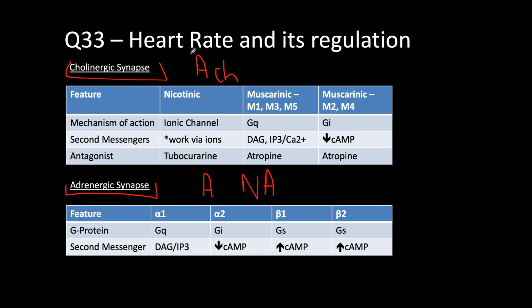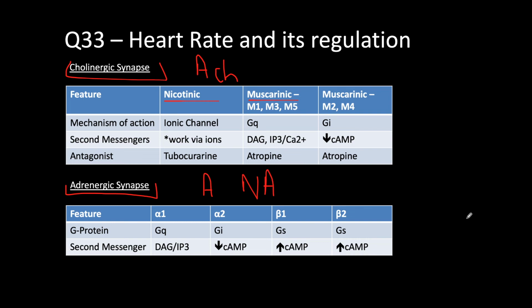And it can affect nicotinic channels and muscarinic channels. These are two subtypes. And then obviously there are M1, M3, M5, M2, and M4, which are subtypes. And this is what they cause. And I think these two graphs are very important to memorize, and it'll be very useful to understand when talking about heart rate and its regulation.